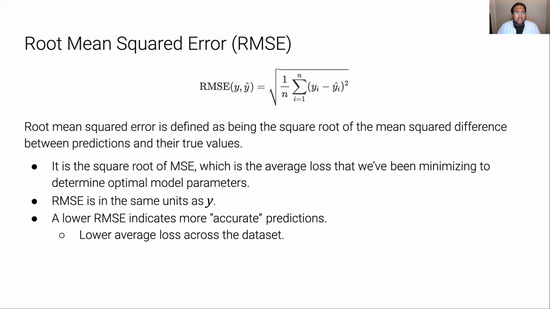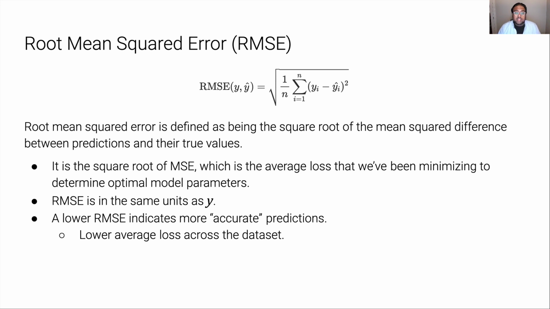So let's start off by looking at the root mean squared error. The root mean squared error is defined as being the square root of the mean squared difference between predicted values and their true values. This might sound familiar, and it's because the root mean squared error is just the square root of our good friend, the mean squared error, which has been the average loss that we've been minimizing to determine optimal model parameters, at least when we choose our loss function to be squared loss, which is what we've done throughout this lecture.